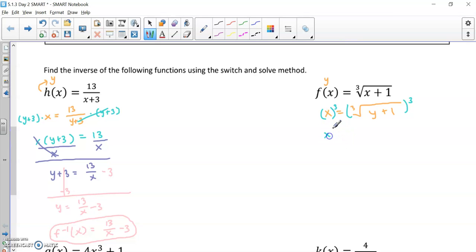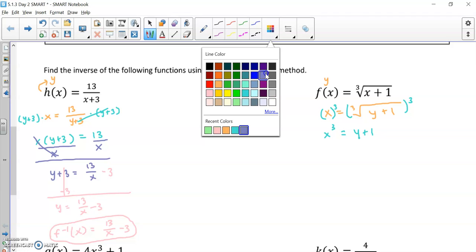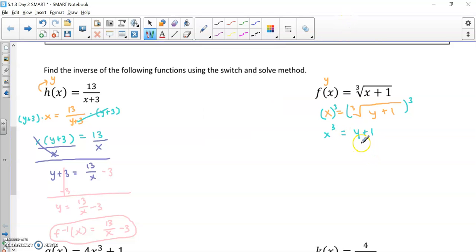So we have x cubed on the left, and on the right, we completely get rid of that cube root, so we just end up with y plus 1. Then we just have to get rid of this plus 1, so we do the opposite, which is minus 1. Those cancel. So we end up with x cubed minus 1 equals y, and we are pretty much done. So I can write for my final answer that f inverse of x is equal to x cubed minus 1.